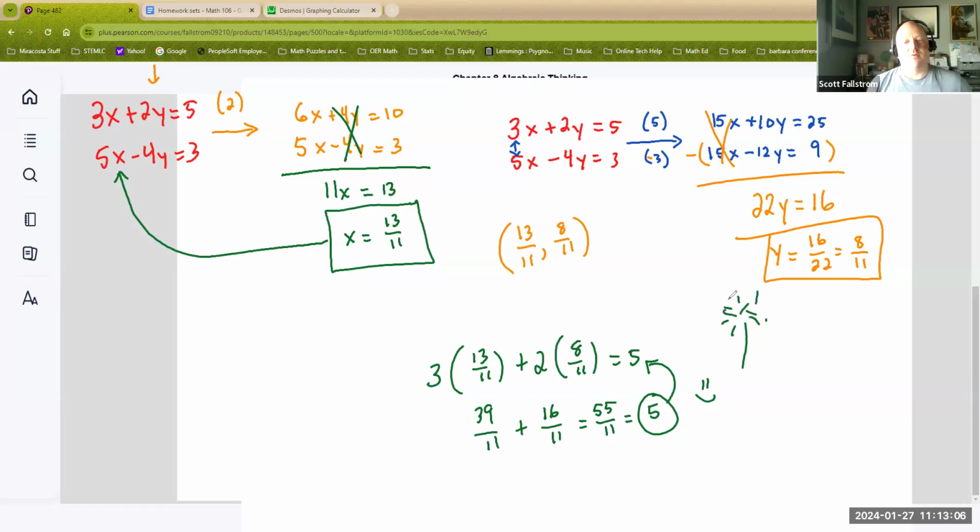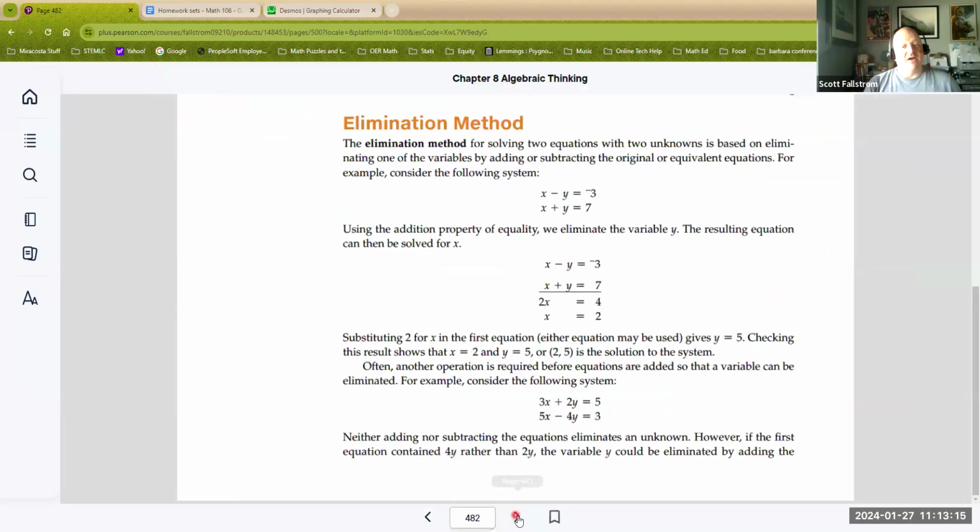That's meant to be like a firework, because that's kind of cool when you get it right. Okay? You just check it in both of them, and you know guaranteed you got the right solution. That is how we do it.